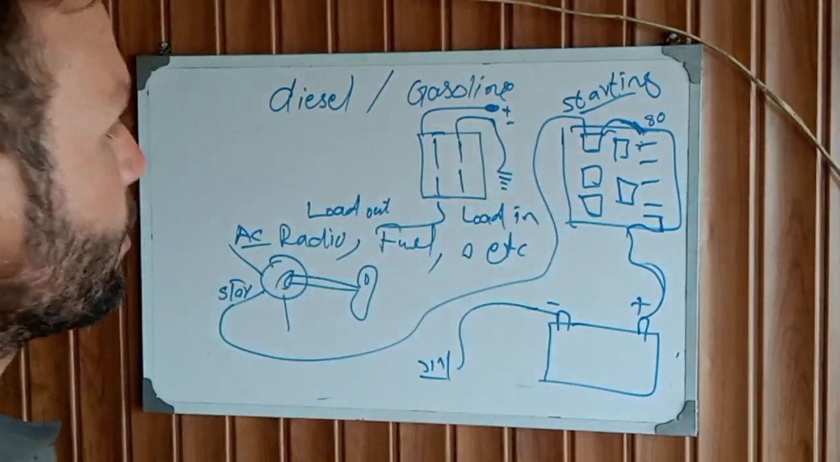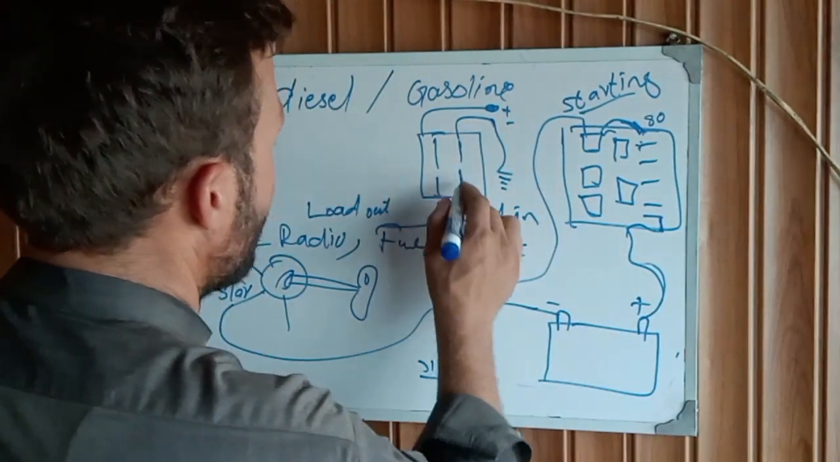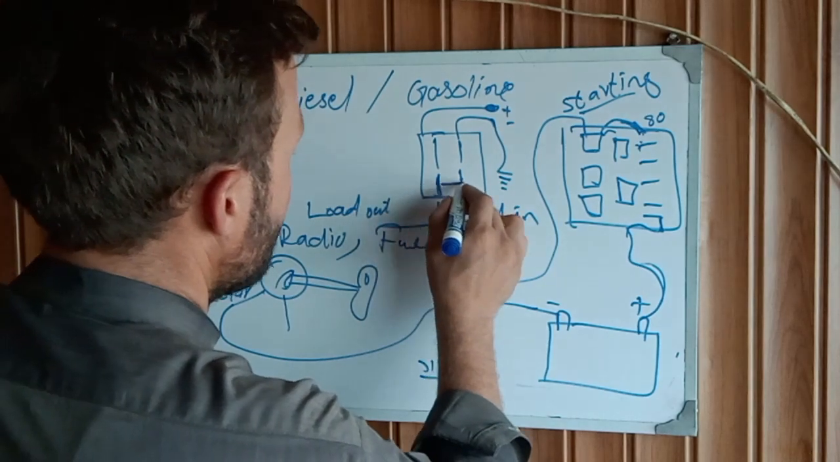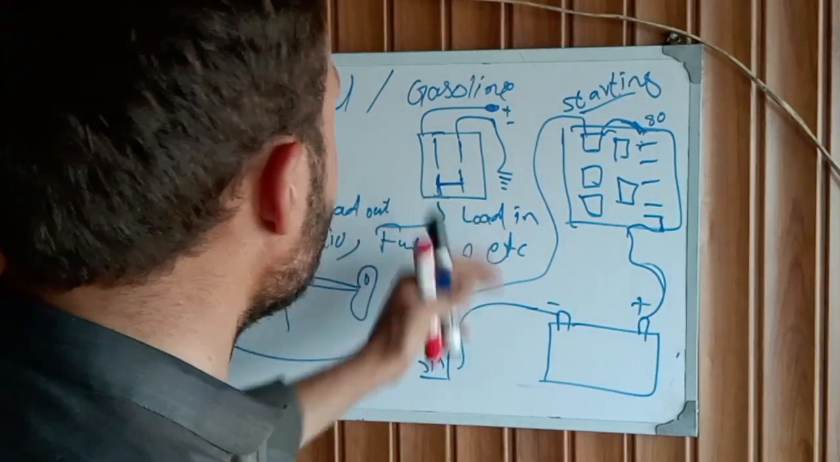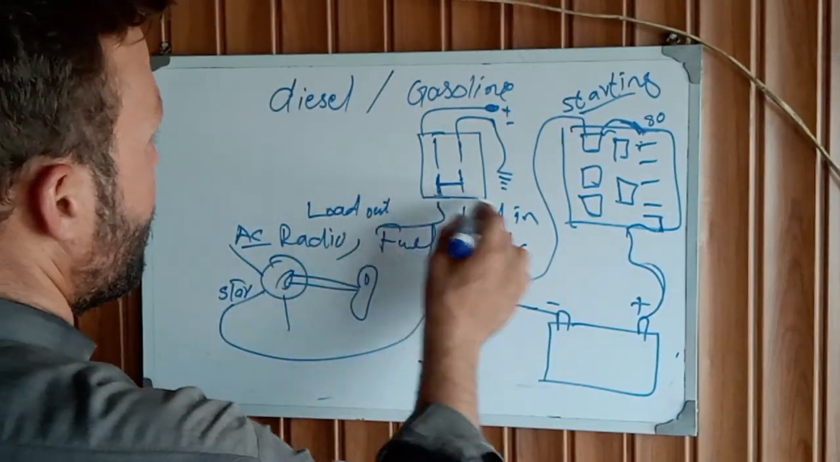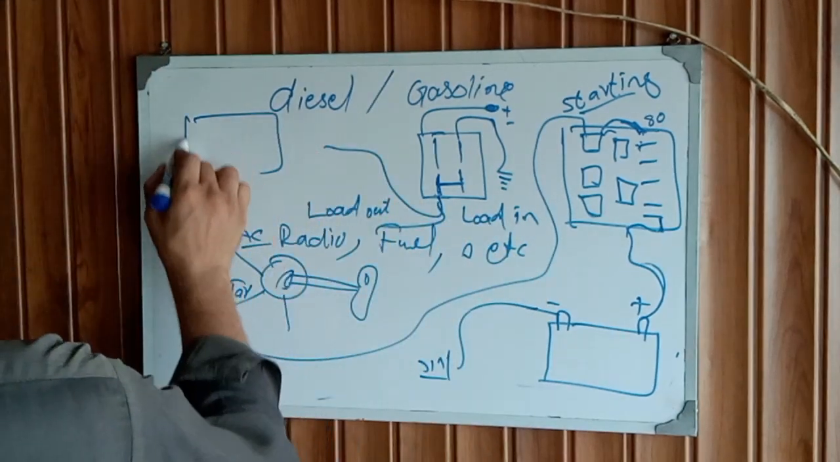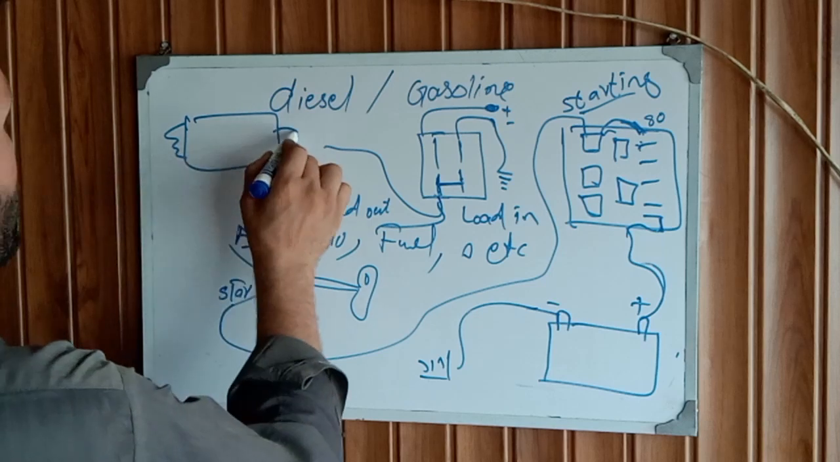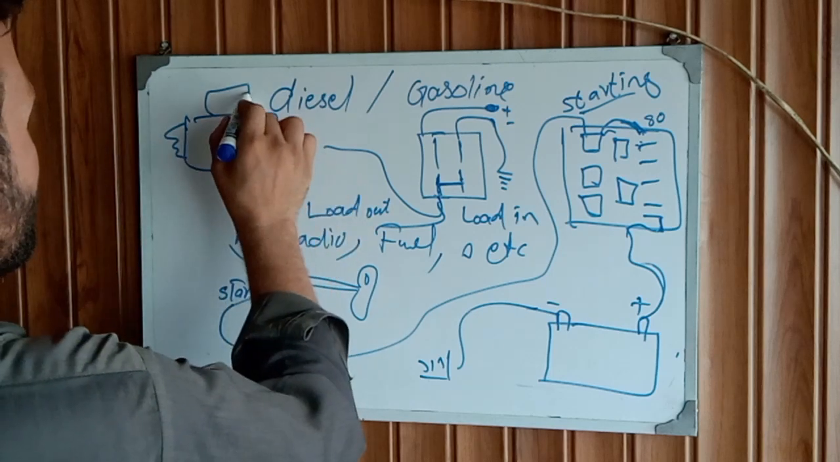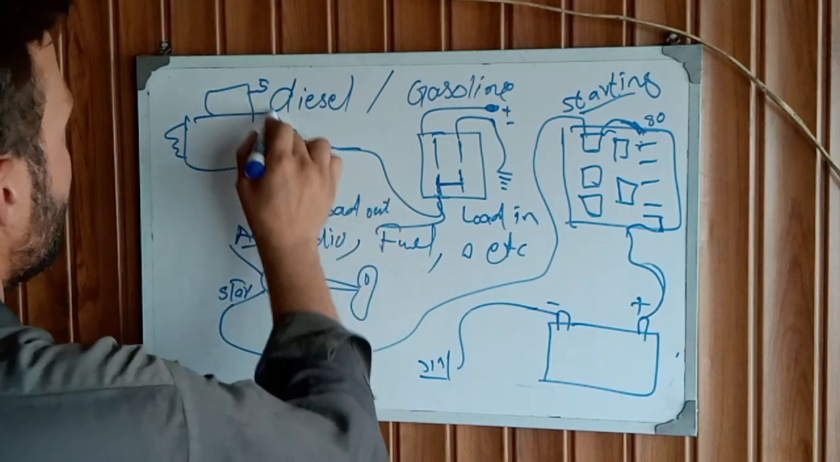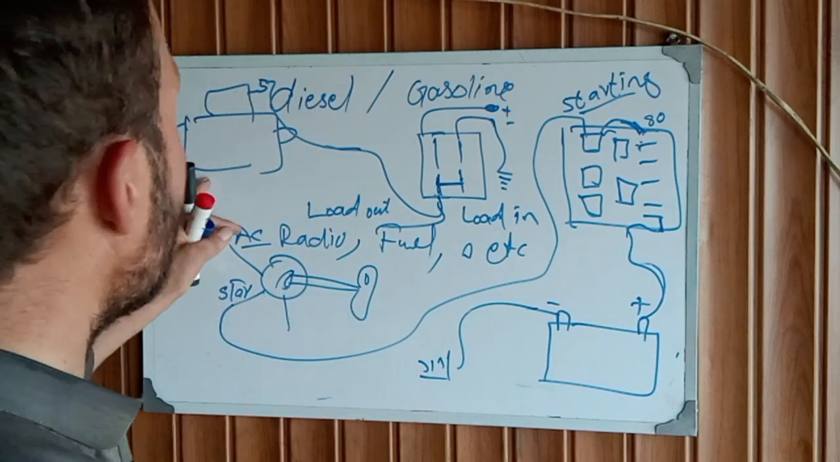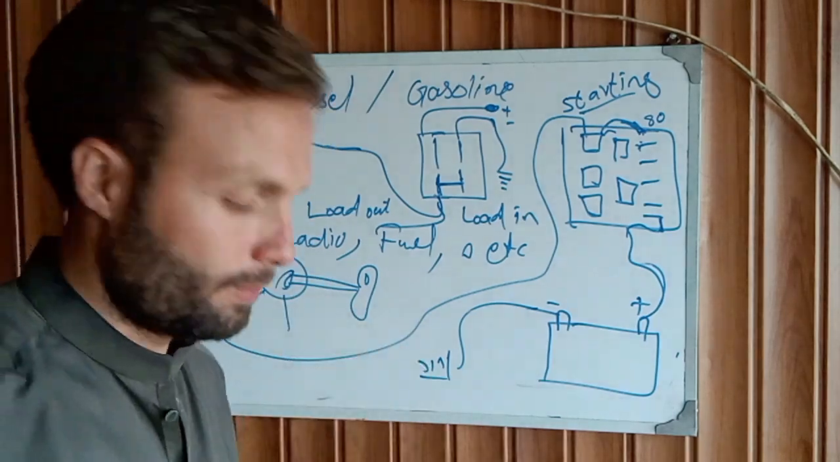When the relay is activated, the relay closes these two points. When the relay closes these two points, this is the load in, and this is the load out. This is our starter motor. This is the S terminal. This comes to this. After that, our engine is cranking and moving.